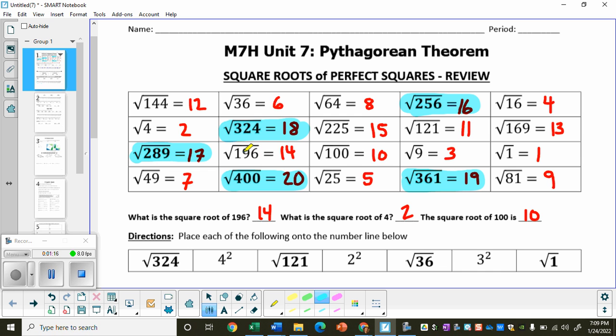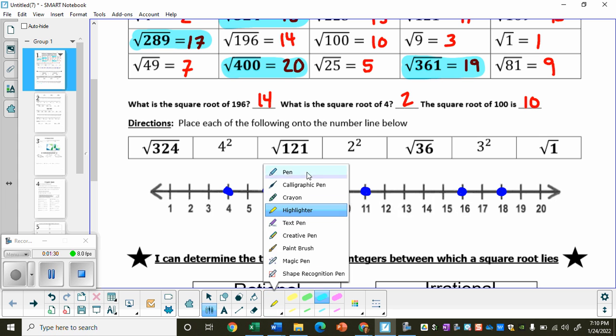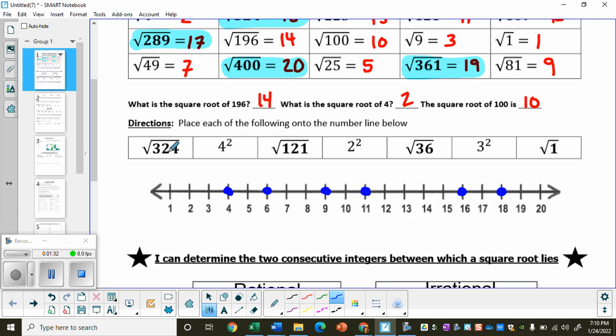I want to remind you that the 196 is actually something called a perfect square. 4 here is a perfect square. 16 is a perfect square. 81 is a perfect square. So 81 is the perfect square and 9 is its square root. Down here on the number line, the square root of 324 is the 18, so y'all should have put the square root of 324 right here.